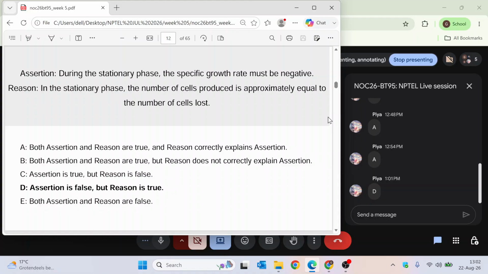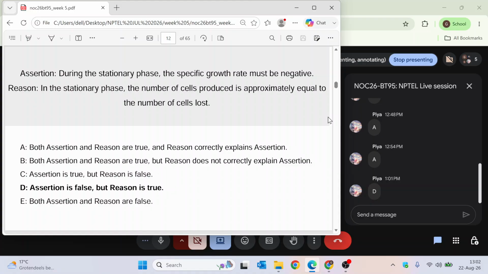Decline phase majorly. So when we talk about the lag phase, the growth rate is 0 because there is no increase in the cell number. When we talk about the exponential phase, it's going to have a high positive growth rate because the cells are actively dividing. And when we come to the stationary phase, the specific growth rate is not negative but it is 0. Why? Because the reason correctly explains what a stationary phase is.